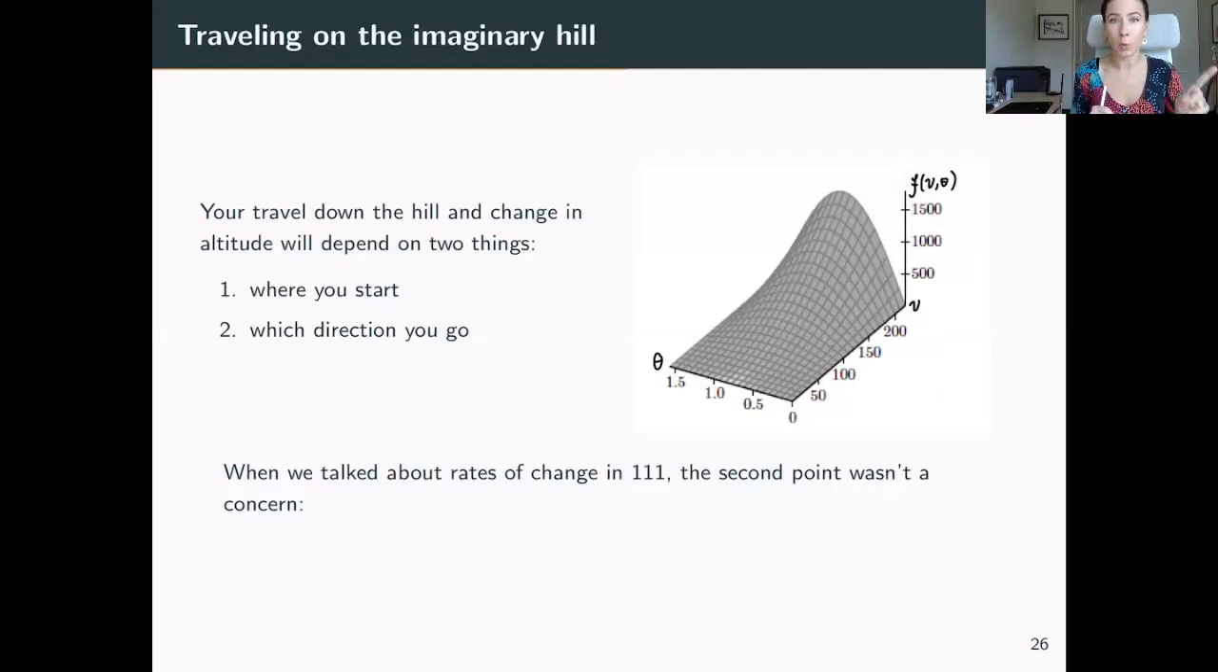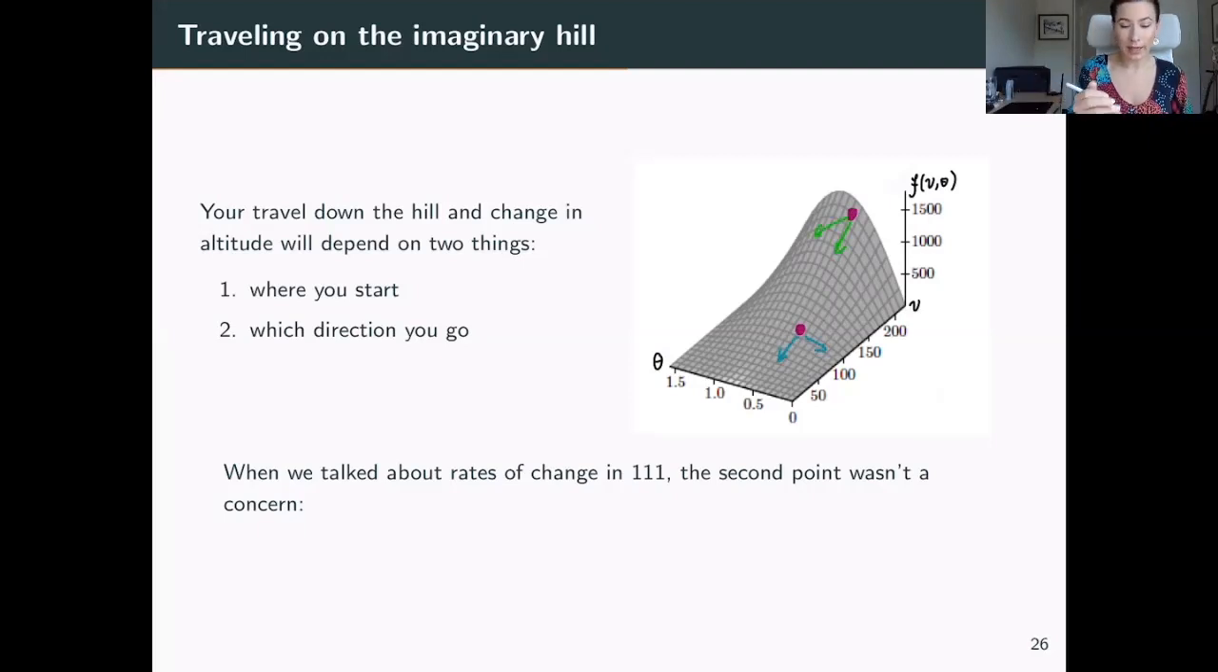It's going to depend, number one, on where we start. If I start at this point versus this point, my experience traveling down the hill is going to be very different. At this point, I'm going to have much steeper directions, versus at this point it seems a little more flat, and so my change in elevation or altitude isn't going to be that different. It also depends on which direction we go. I could travel this way, this way, or down over that way. There are lots of different directions that I could take.